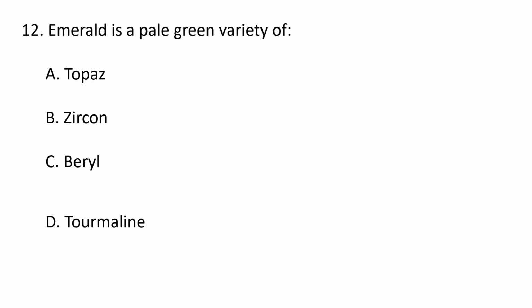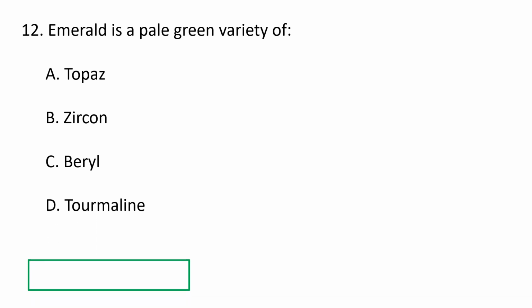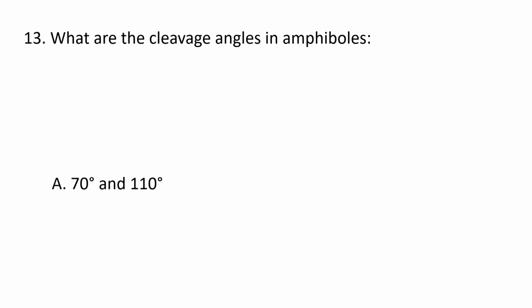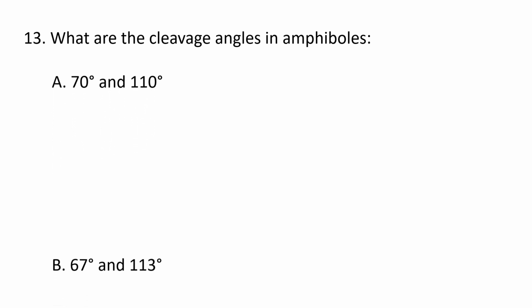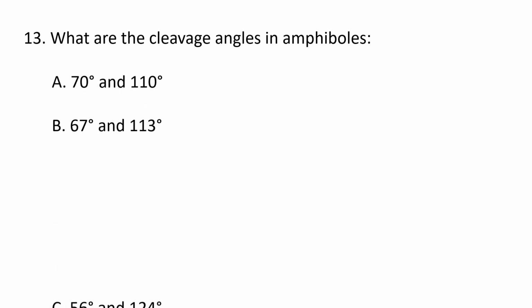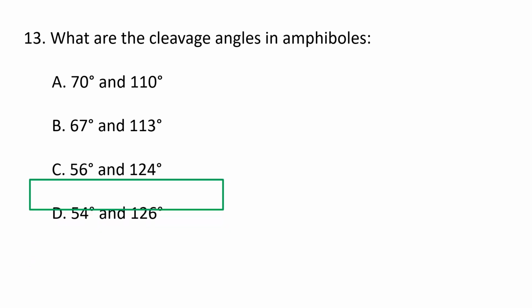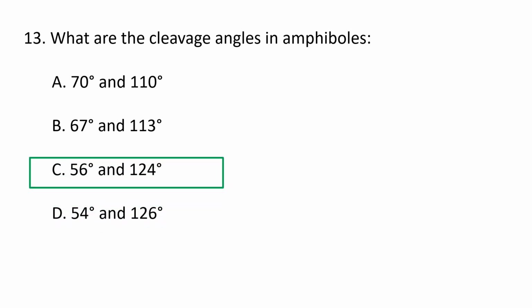Next question. What are the cleavage angles in amphiboles? Just now we have discussed. A. 70 and 110 degrees, B. 67 and 113 degrees, C. 56 and 124, and D. 54 and 126 degrees. The cleavage angles in amphiboles are 56 and 124. So C is the correct option.